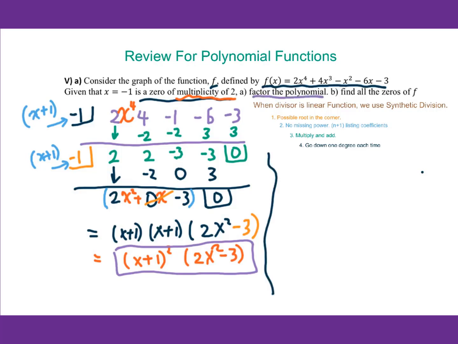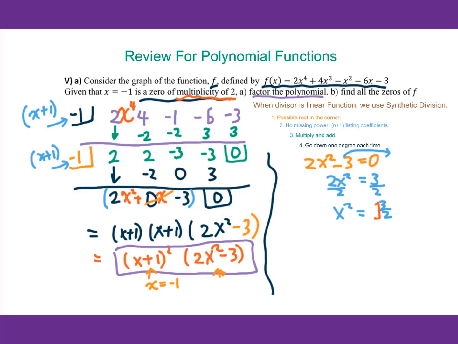For B, find all zeros of f. We set the first factor equal to 0. We got x equals -1. Then we need to set up this one: 2x squared minus 3 equal to 0. This is a power pattern equation. Therefore, isolate the variable on one side. We got 2x squared equals 3, divided by 2. So we got x squared equals 3 over 2.